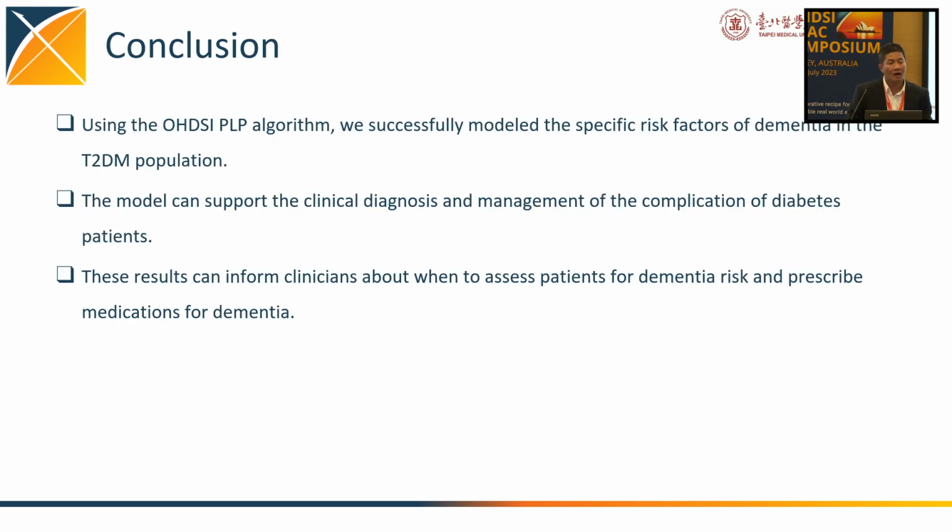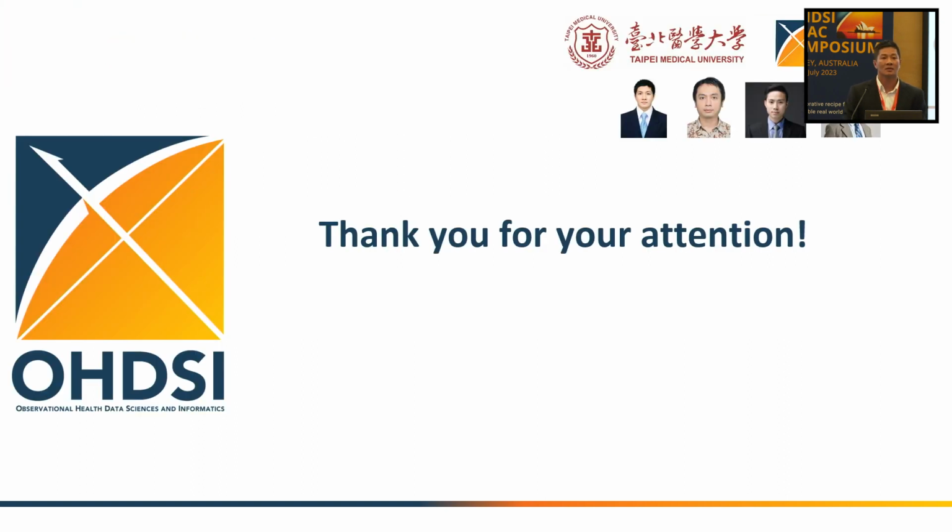And so far, we successfully used the OHDSI PLP algorithm to model the specific risk factors of dementia among the T2DM population. And we think that this kind of model can support clinical diagnosis and help manage the complications of diabetes patients. The results can inform the clinician about when to assess the patient's dementia risk and prescribe medication for dementia. Also, within our team, we cannot execute those kinds of analyses alone.